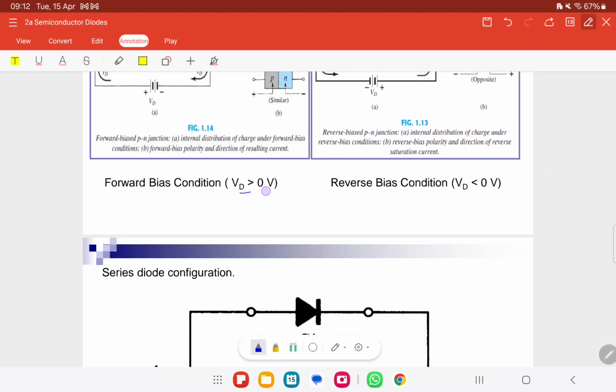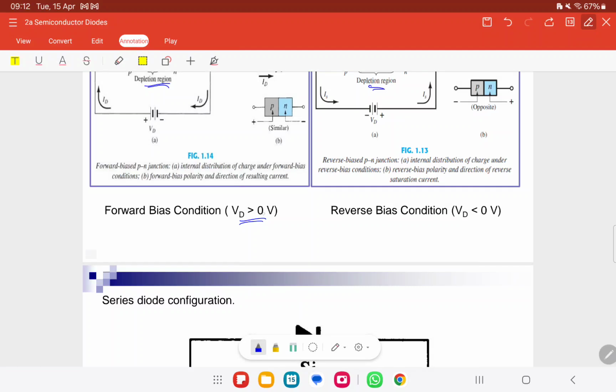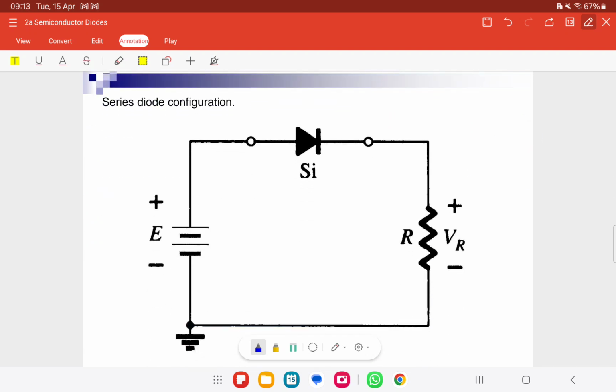Okay, for the forward bias, the voltage drop in the diode must be greater than 0. We must have the value of the diode voltage. Okay. For the reverse bias, the value is equals to 0 or negative value. So the current cannot flow. Okay, this is applications in a simple circuit for this one.